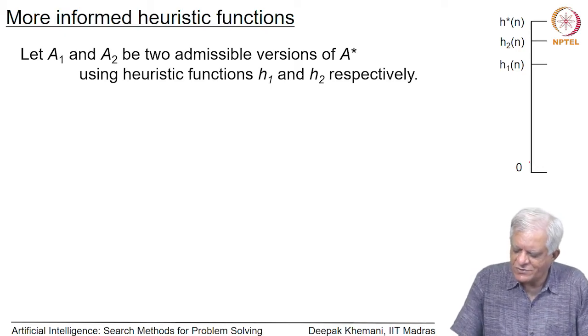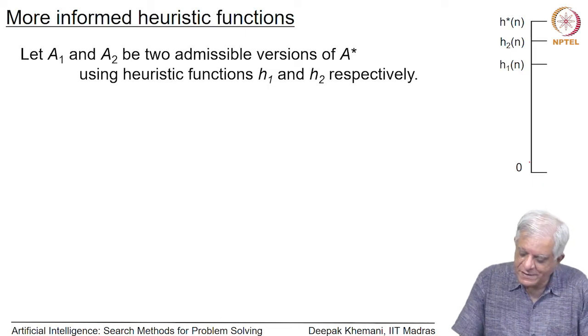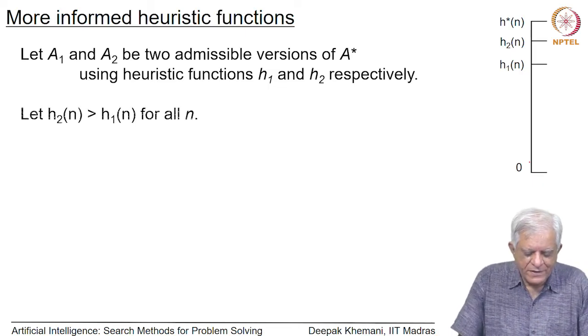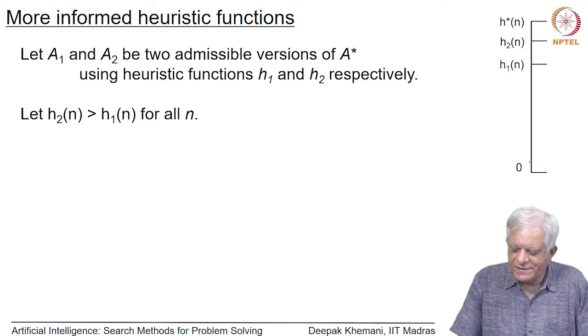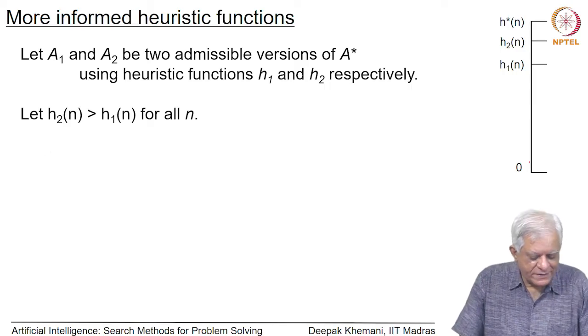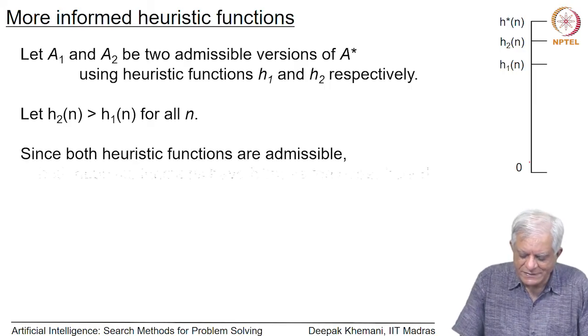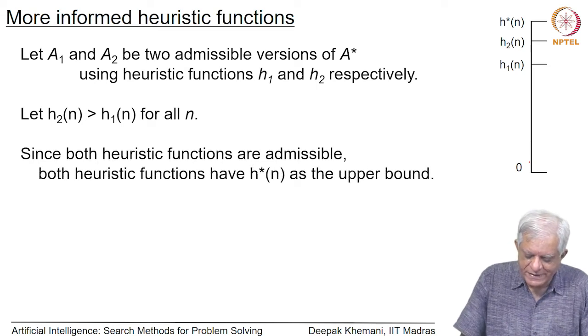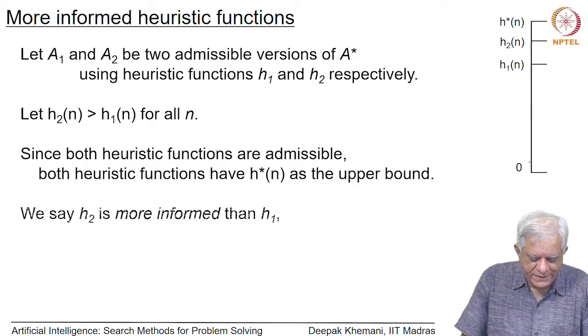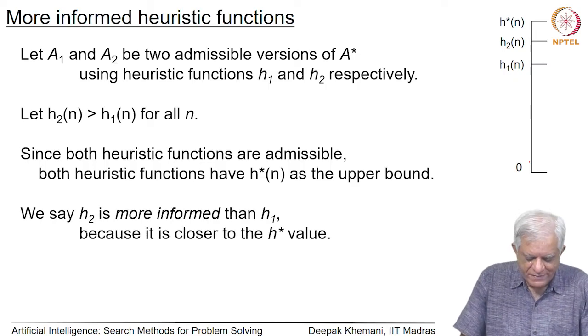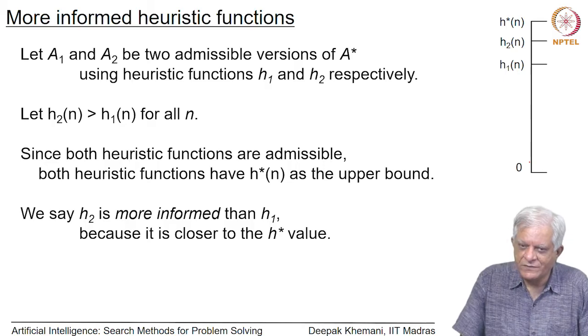So, what happens when H 2 is always larger than H 1? Let H 2 of n be greater than H 1 of n for all n. This is just the property of the heuristic function that this is the case. Since both functions are admissible, both functions will have H star as the upper bound. They cannot be larger than H star if they are to be admissible, but we say that H 2 is more informed than H 1, because it is closer to the H star value. So, the higher the heuristic value, we say the more informed it is.